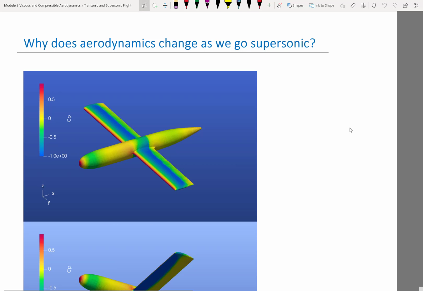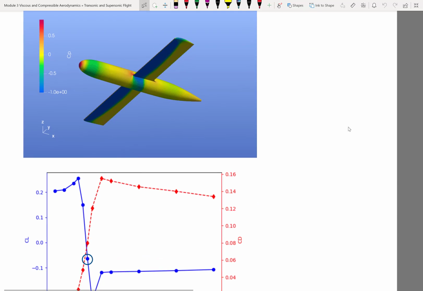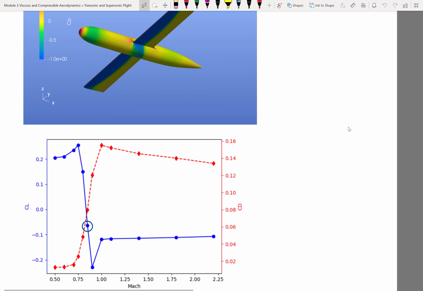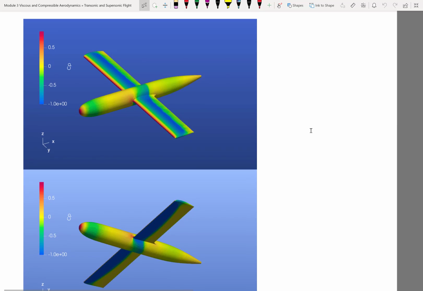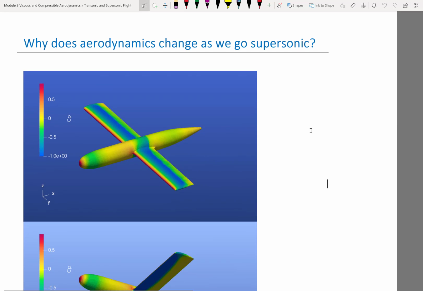Now going even further, this is probably Mach 0.85. And the effect is even stronger. Basically, we see a further extension of the shock wave towards the trailing edge, right? The Mach tuck effect gets even stronger, and the shock extends almost to the tip of the wing.